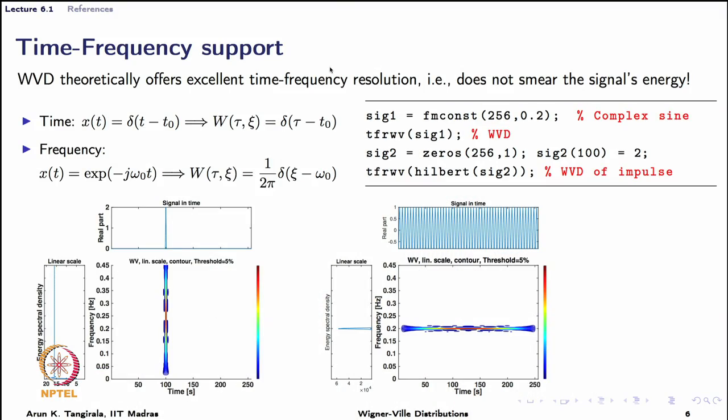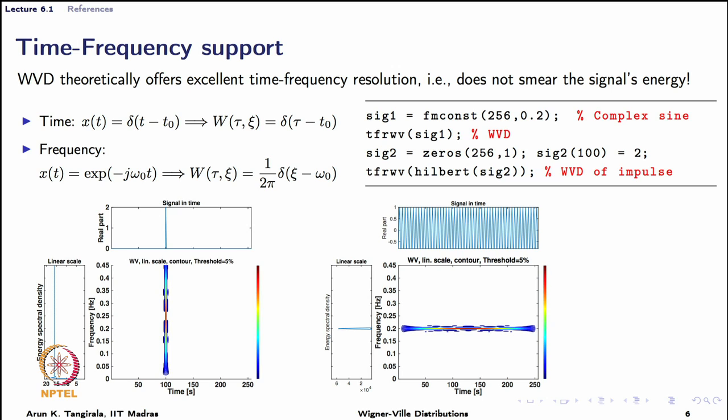Now, as I show this to you on the slide, theoretically the Wigner-Ville distribution offers excellent time frequency support, which means it does not smear the signal's energy in time or frequency. And you can show this mathematically. If I use this signal x of t as a Dirac impulse centered at t naught, then the Wigner-Ville distribution is also exactly centered at t naught. It is also an impulse.